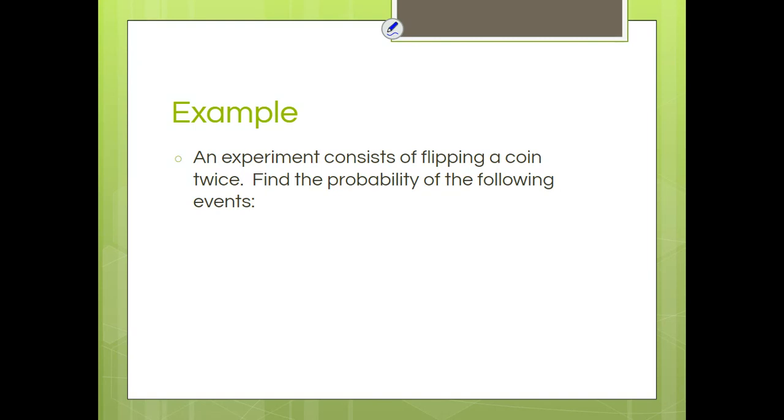All right, so example here, we're just flipping a coin twice. So very simple experiment, taking a fair coin, flipping it twice, and we're going to find this probability events. So if I want to find the probability of 0 heads, so not getting any heads.